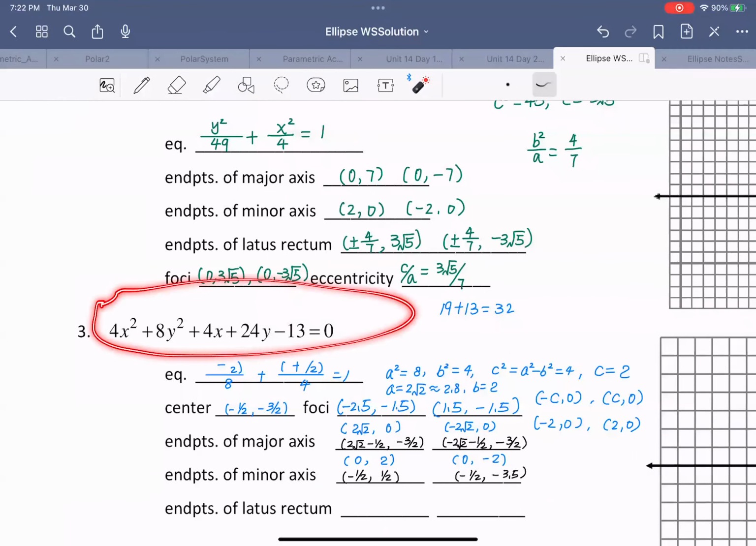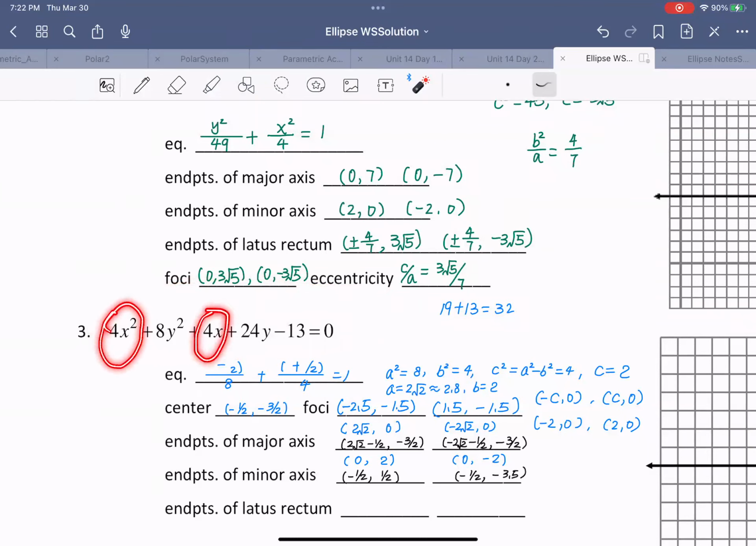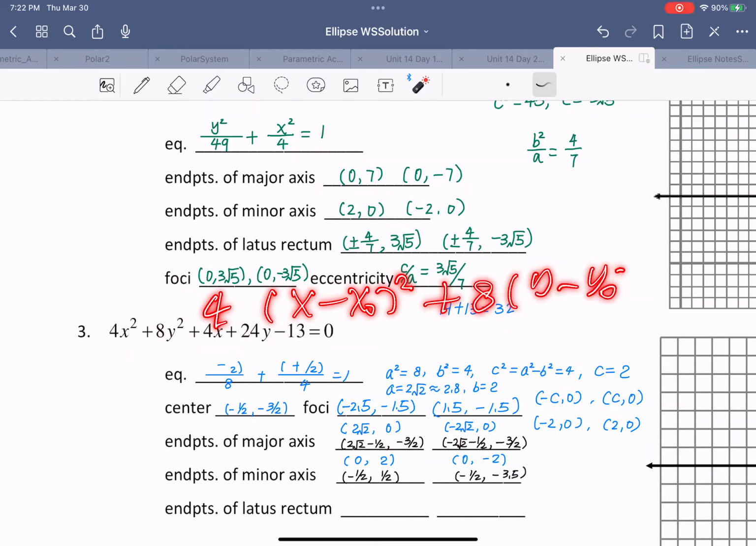Come to here. You may say, oh my gosh, who is this? You have to complete your square for your x part. You complete your square for the y parts. So you will have x minus x0 square times a number like 4 plus 8 times y minus y0 square equals a certain number. And then you will divide by that number so that you make this right term become 1.